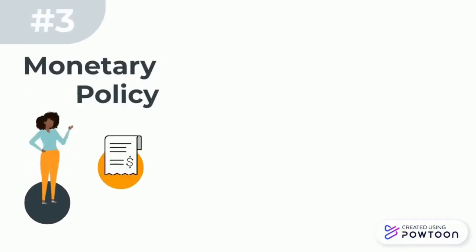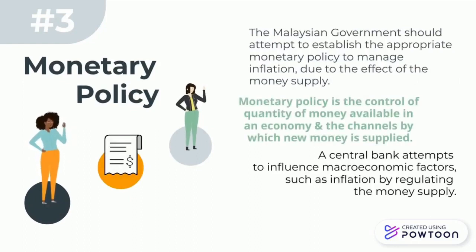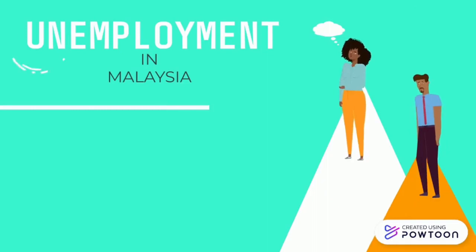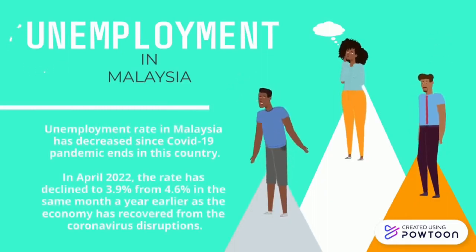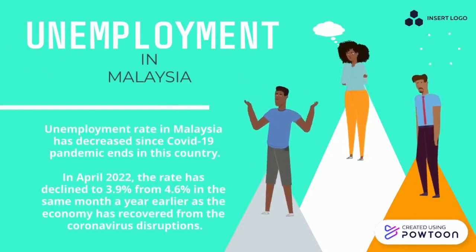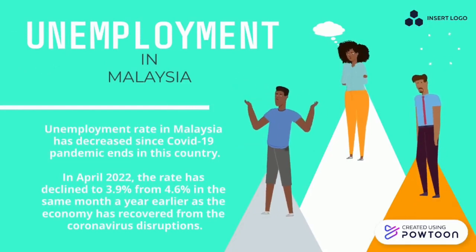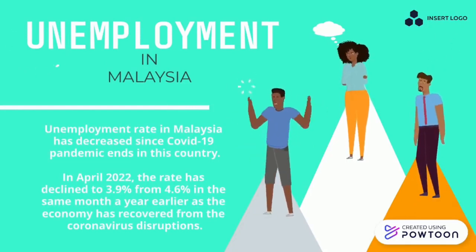Third, monetary policy. The Malaysian government should attempt to establish a separate monetary policy to manage inflation. Monetary policy is the control of the quantity of money available in an economy and the channel by which new money is supplied. Unemployment in Malaysia. The unemployment rate in Malaysia has decreased since the COVID-19 pandemic ended in this country. In April 2022, the rate declined to 3.9% from 4.6% in the same month a year earlier as the economy recovered from the coronavirus disruptions.